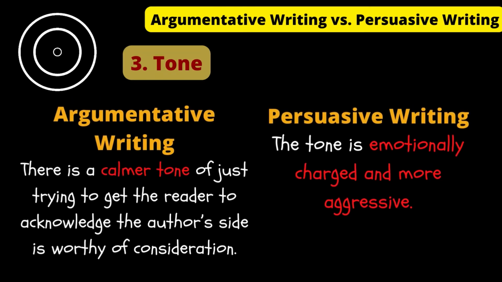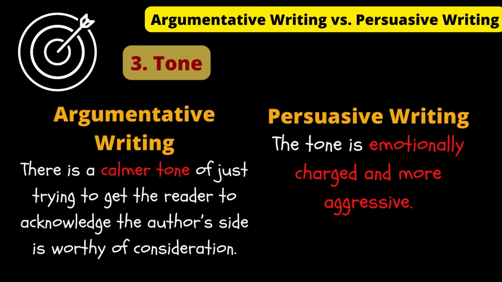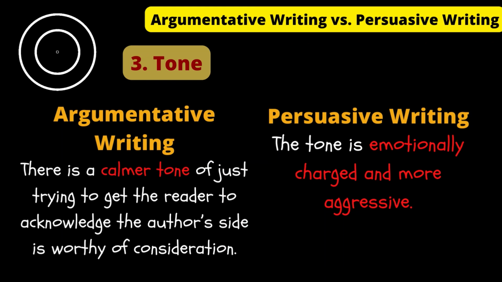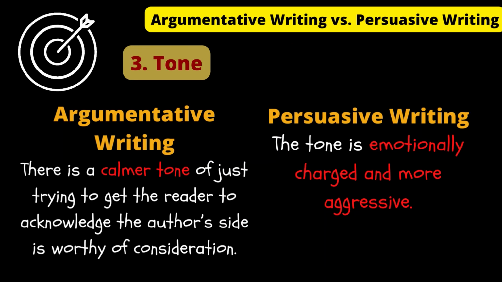The fourth difference is in terms of tone. There is a calmer tone of just trying to get the reader to acknowledge the author's side is worthy of consideration when it comes to argumentative writing. While in persuasive writing, the tone is emotionally charged and more aggressive.